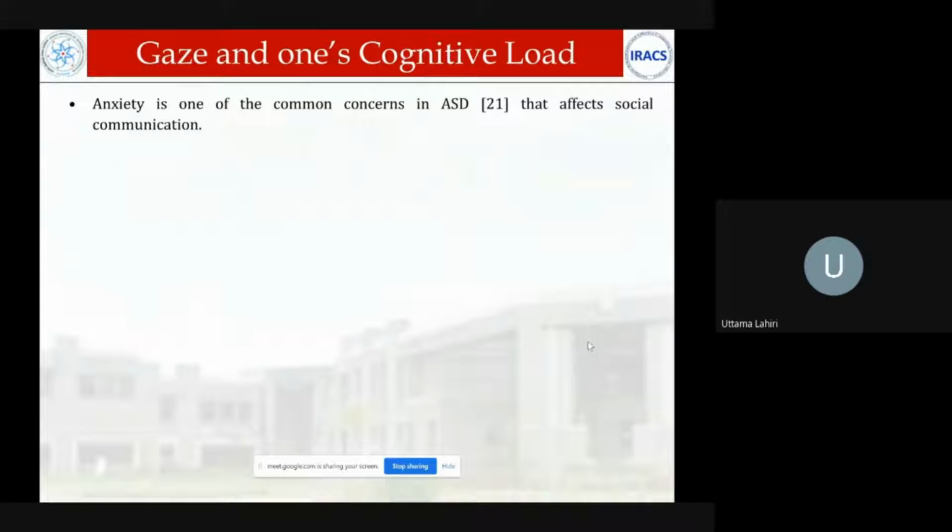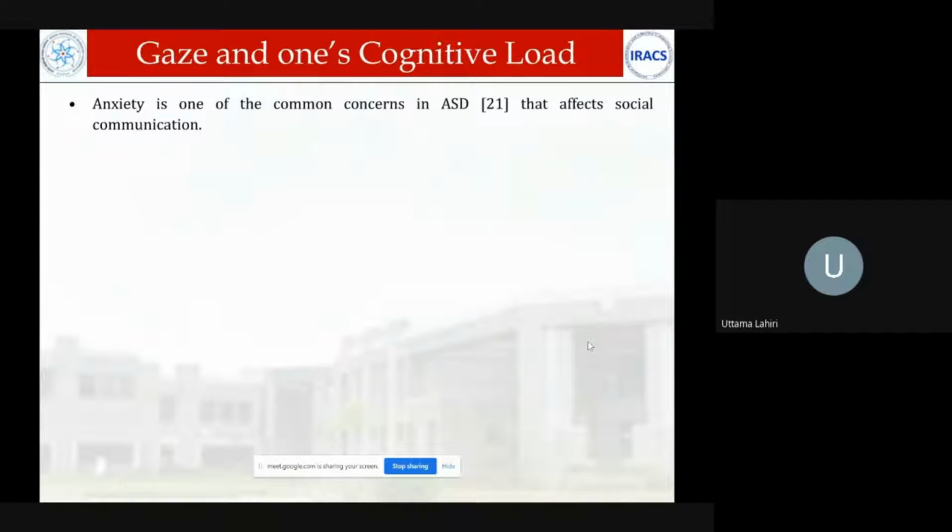Now, let me quickly touch base on the affective state. I have often been saying that I am mapping my eye measures to the anxiety level. Why is it so? There are different types of affective states of the child with autism. Why am I so much interested in anxiety? It is one of the most common concerns in children with autism, and this is because this affects one's social communication, the way the person reciprocates.